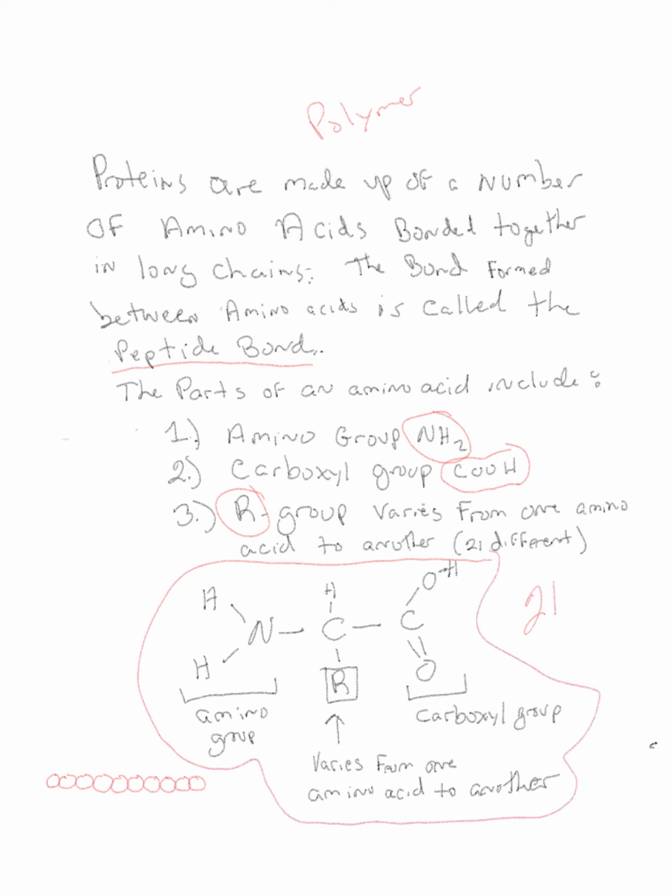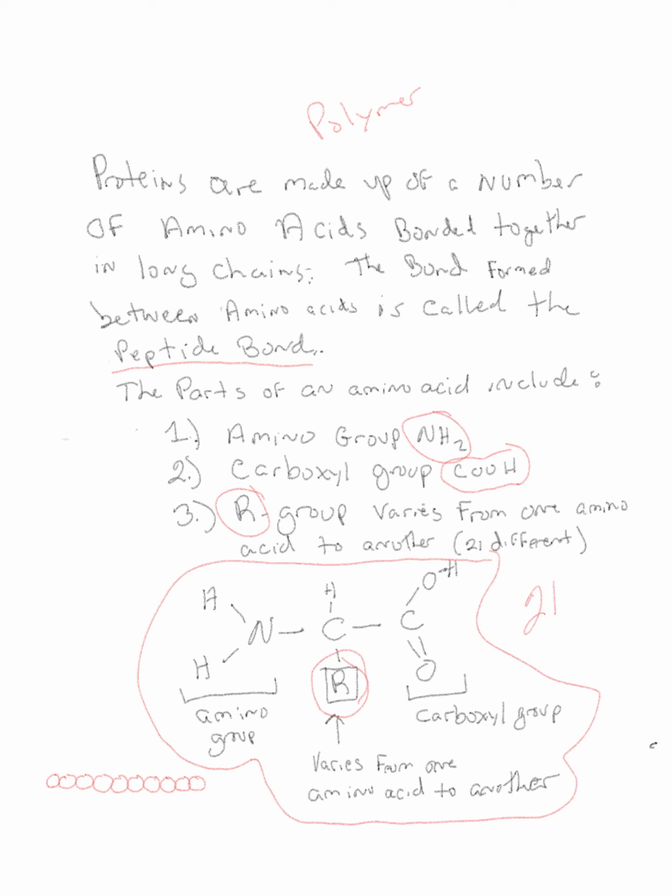You have an amino group, a carboxyl group, and then here you have this R group. The R group just means that that's the part that changes from one amino acid to another. The rest of it's the same, but only the R part changes. And again, there's 21 different kinds of amino acids.